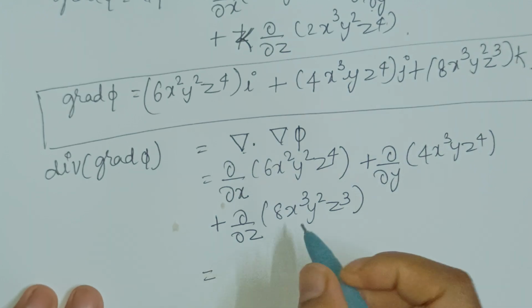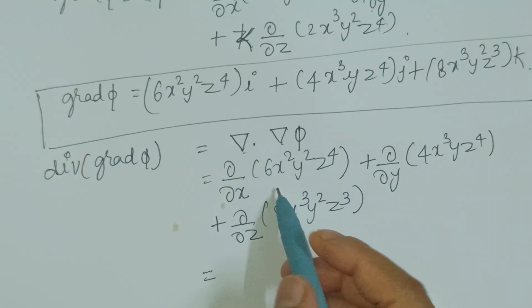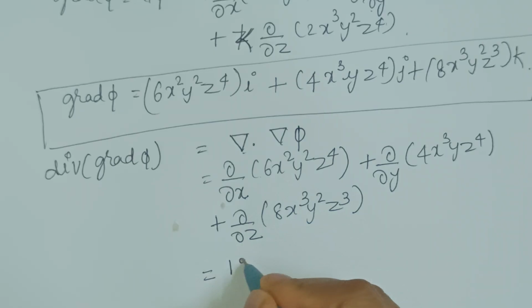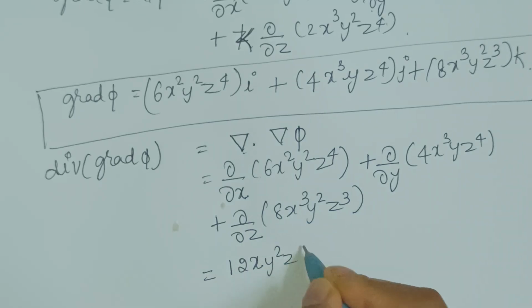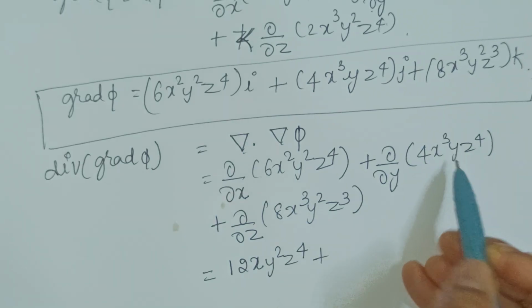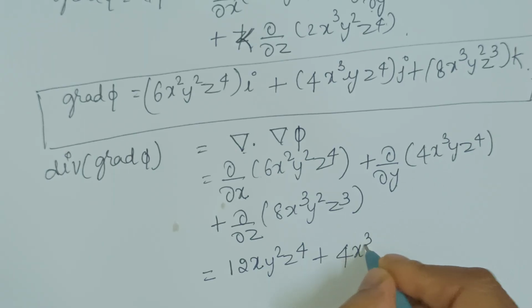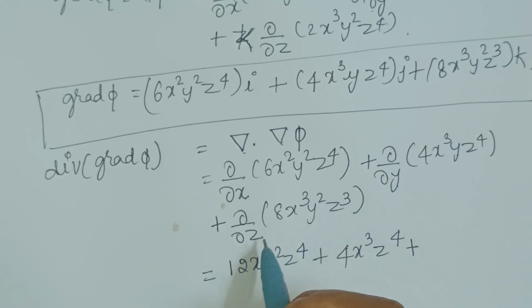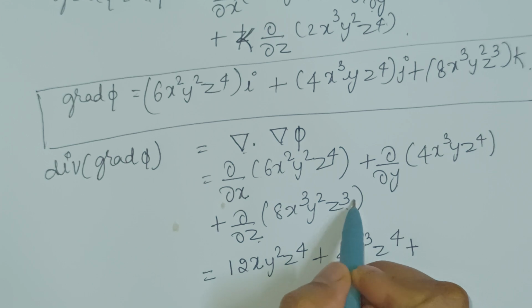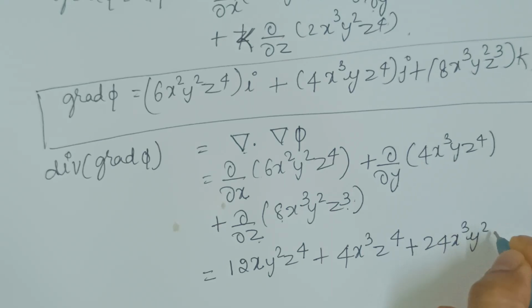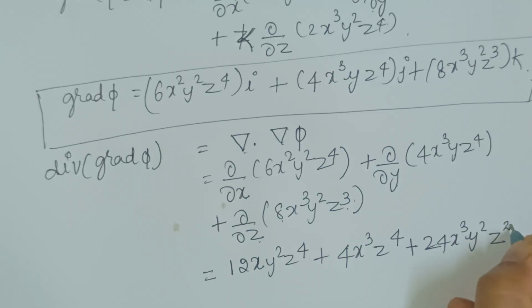Done. Now this can be written as partial differentiation with respect to x only, so 6 twos are 12 x y square z to the power 4, plus partial differentiation with respect to y, so this is going to be 4x cube z to the power 4, plus partial differentiation with respect to z, so 8 ones are 8, 3 eights are 24, 24 x cube y square z square.